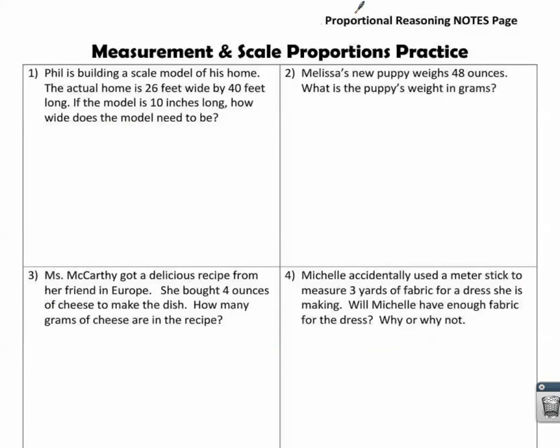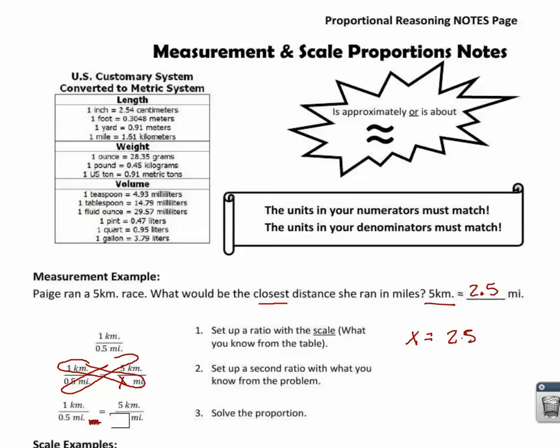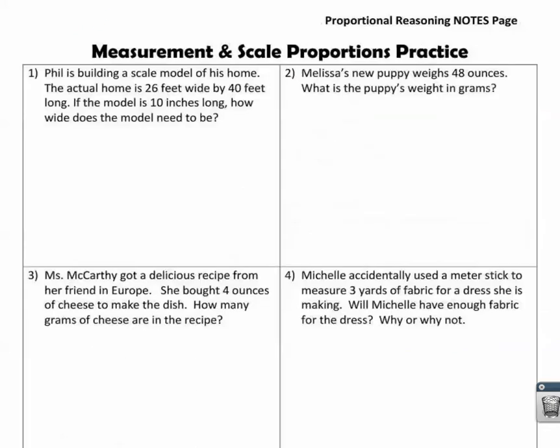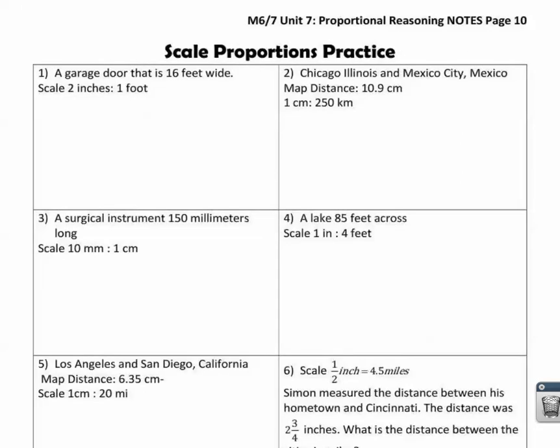On this page, it might not give you your full scale. For example, in number 2, Melissa's new puppy weighs 48 ounces. What is the puppy's weight in grams? So you need to refer back to your conversion chart to figure out that there is 1 ounce and 28.35 grams, and you can use this as your scale right here when converting ounces to grams. Turn one more page.